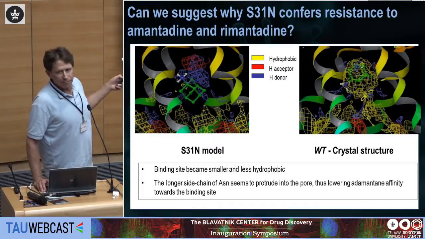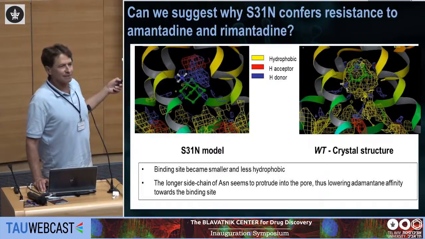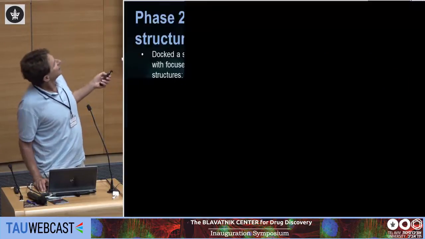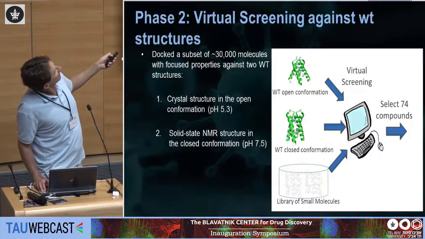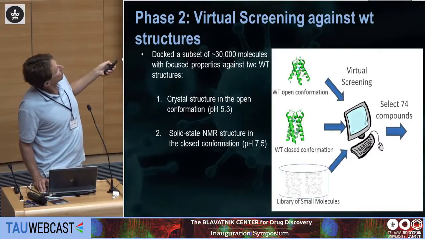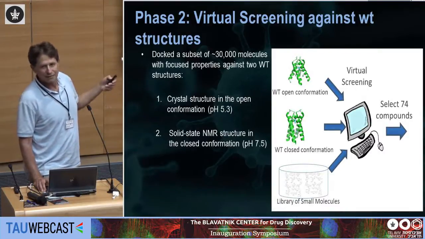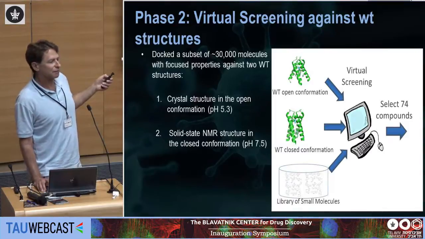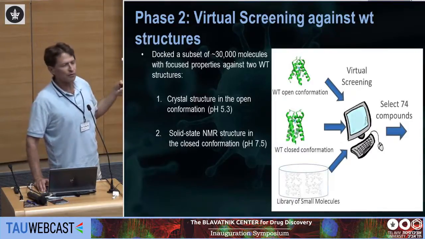So with all of this in mind, she felt comfortable doing the screening. And as I said, she started with 3,000 molecules with focused properties, and having developed this 3-dimensional pharmacophore model, she just screened all of them against the same model.